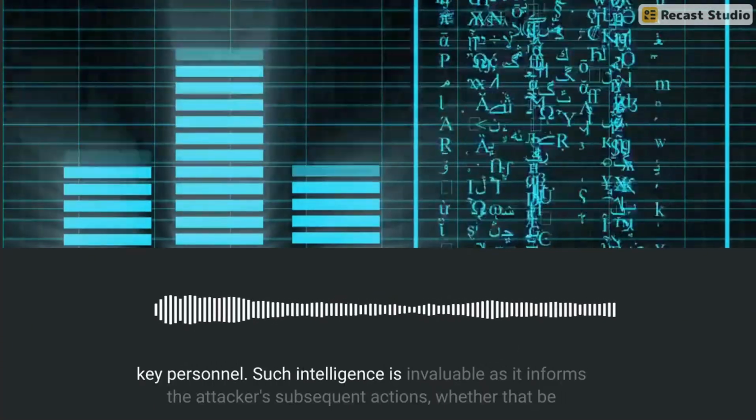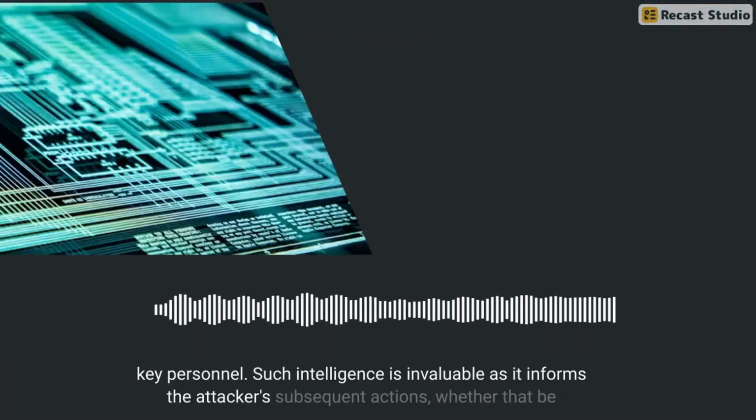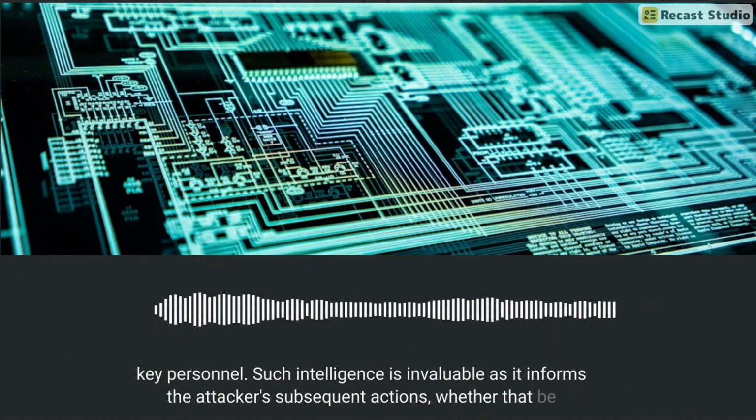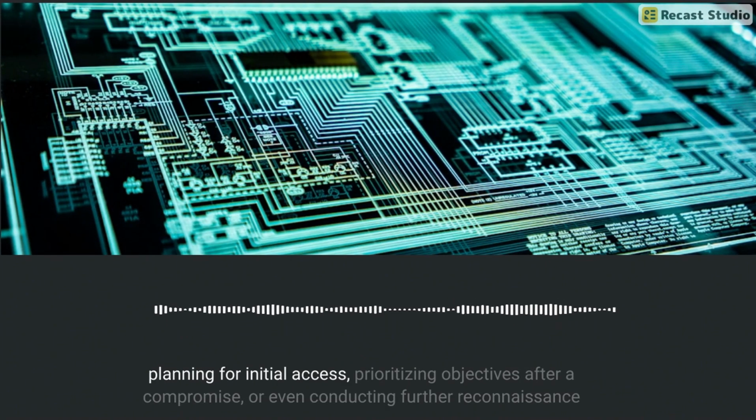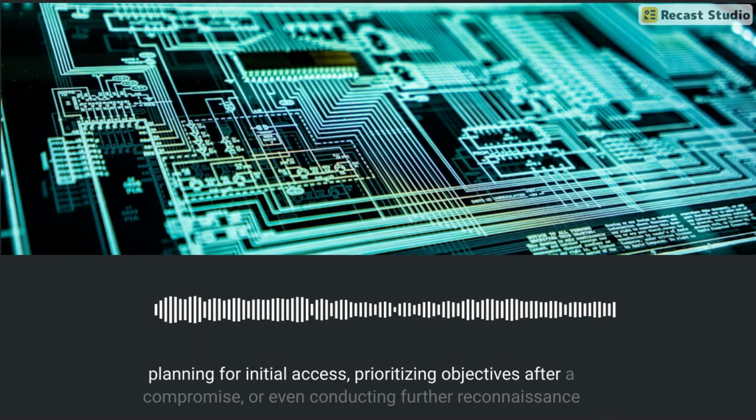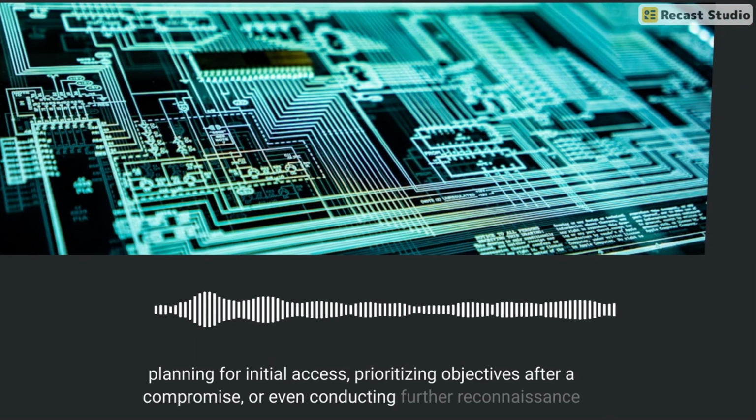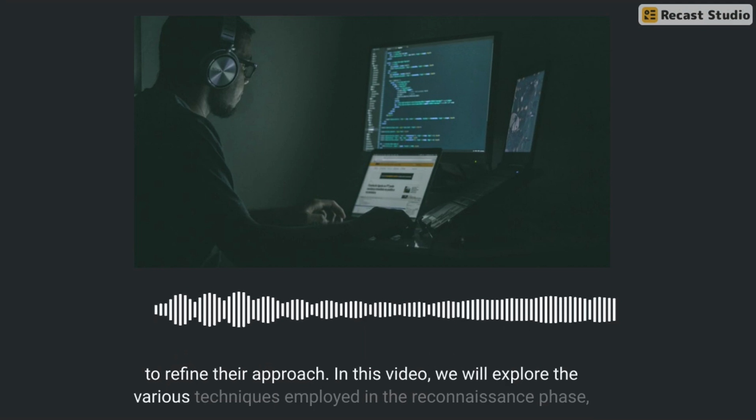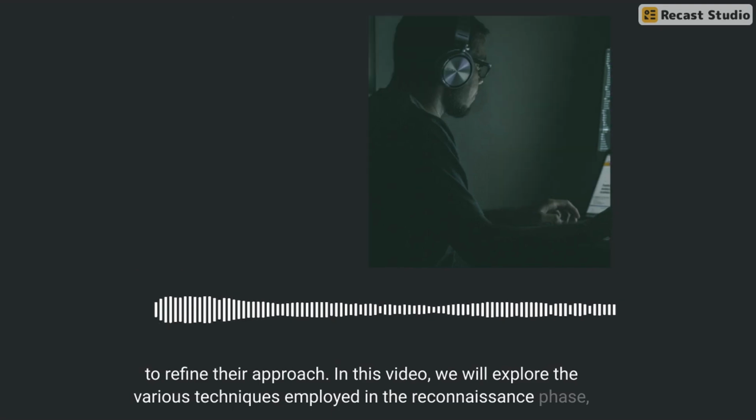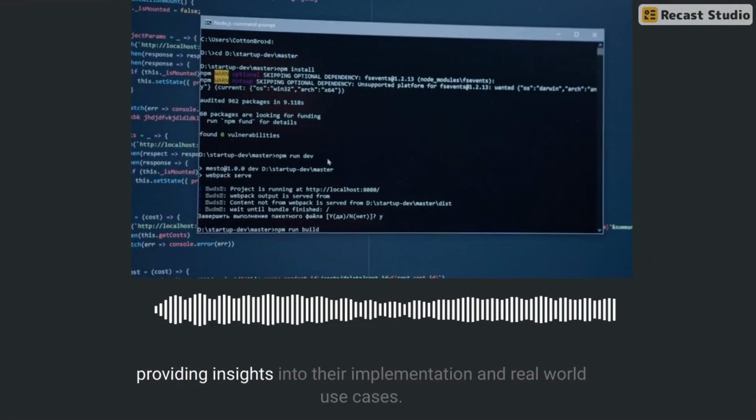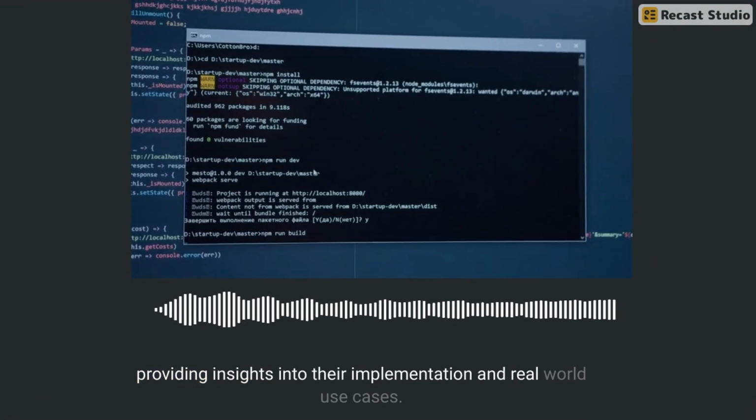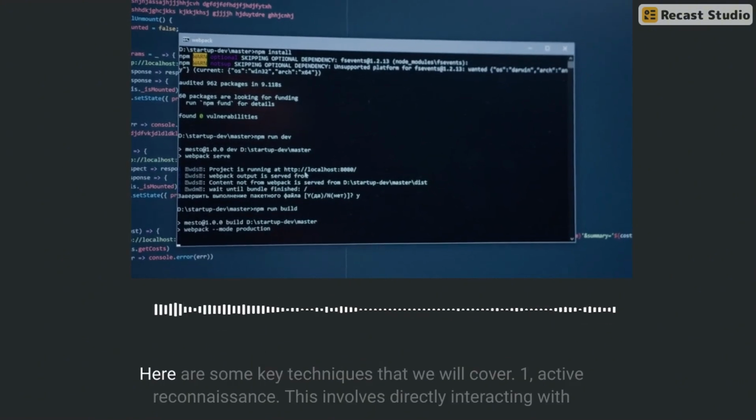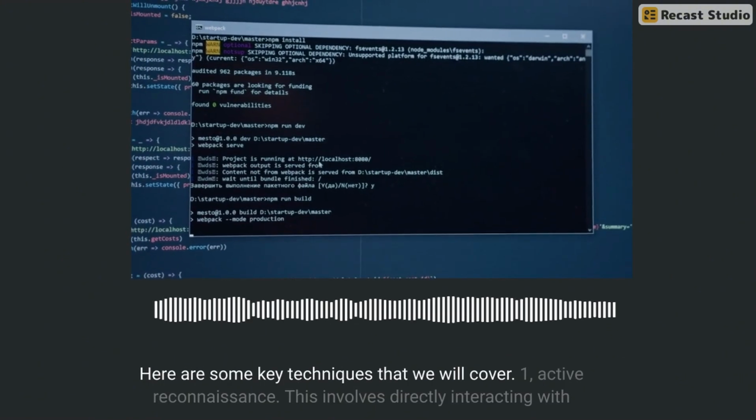Such intelligence is invaluable as it informs the attacker's subsequent actions, whether that be planning for initial access, prioritizing objectives after a compromise, or even conducting further reconnaissance to refine their approach. In this video, we'll explore the various techniques employed in the reconnaissance phase, providing insights into their implementation and real-world use cases. Here are some key techniques that we will cover.